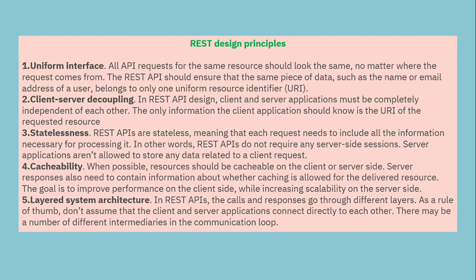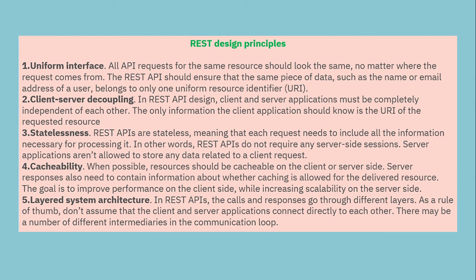Fourth is cacheability. When possible, resources should be cacheable on the client or the server side. Server response also needs to contain information about whether caching is allowed for the delivered resources or not. The goal is to improve the performance on the client side while increasing the scalability on the server side.